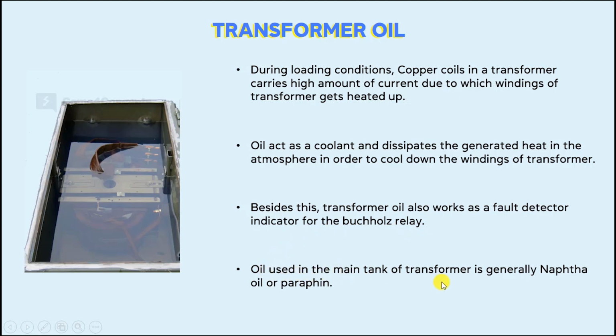Oil used in the main tank of transformer is generally naphtha oil or paraffin. These are the two types of oil which are generally used in the transformer, and they have excellent insulating properties, and they also provide cooling to the windings of transformer.